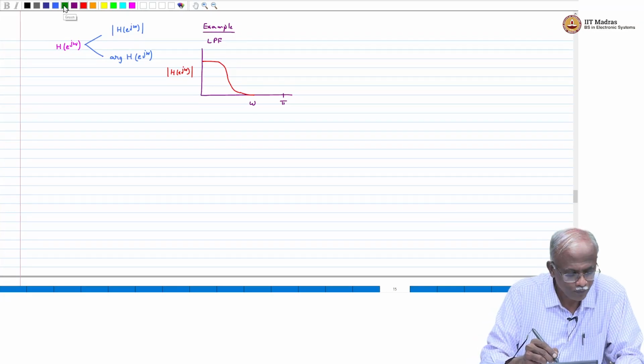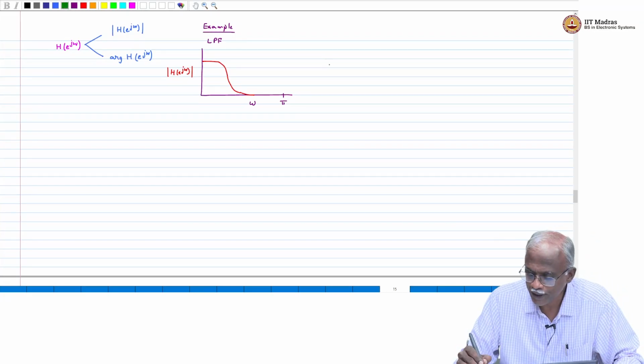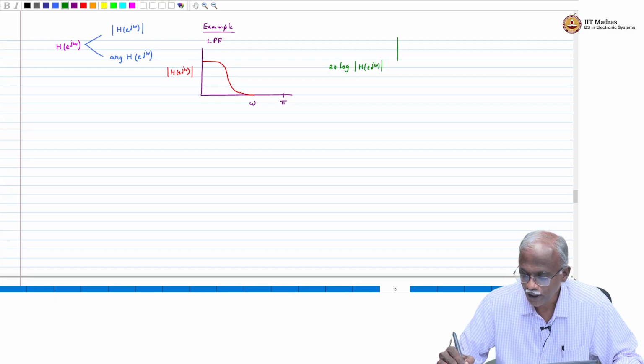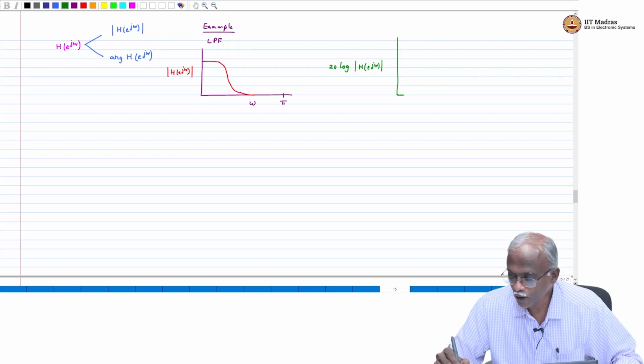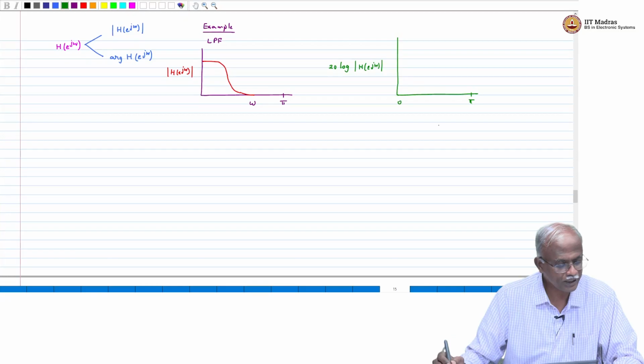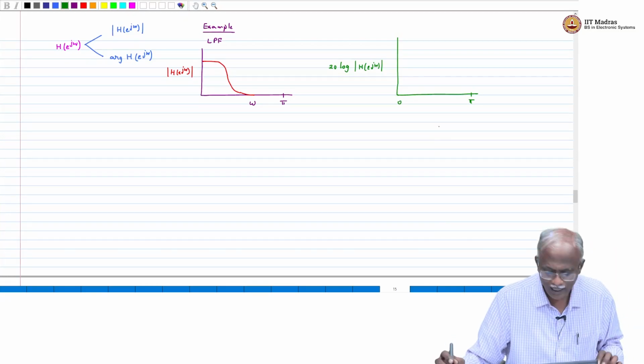So instead, what we will do typically will always be to plot on a dB scale. So 20 logarithm of magnitude H e of j omega, that is the quantity that we plot, and when we plot from 0 to pi, we get a lot more information in terms of the behavior of the system.